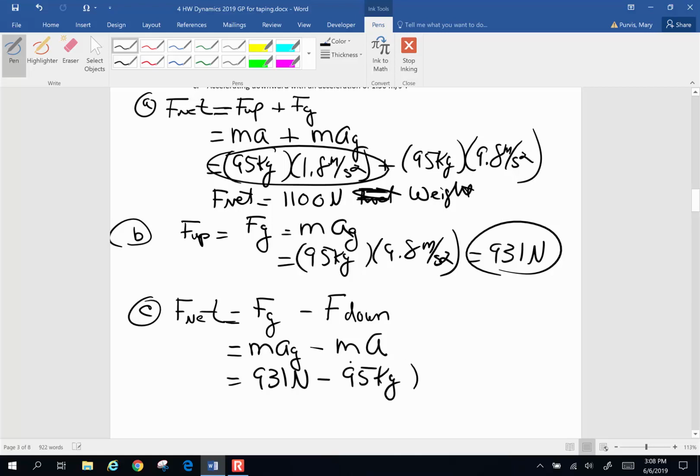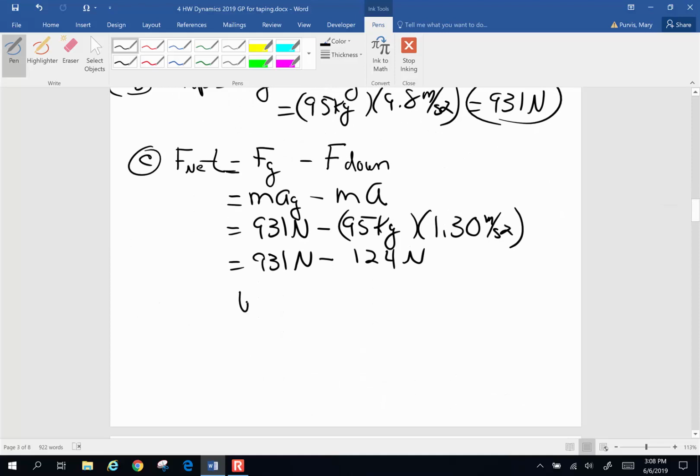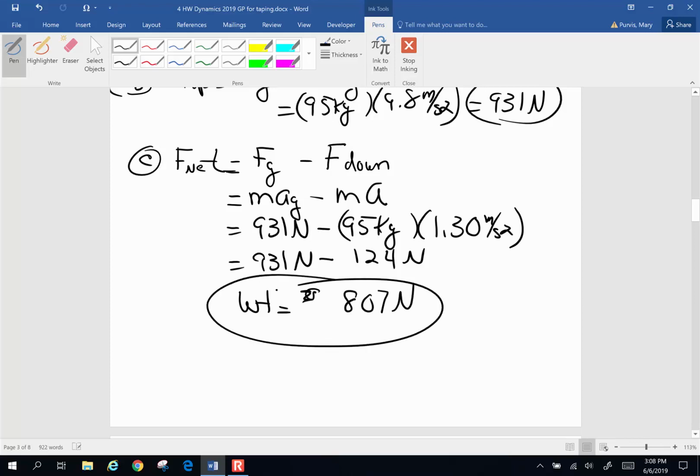The acceleration downward, we're told, is 1.3 meters per second squared. So 931 newtons minus another 124 newtons for this, and that ends up being a weight on the elevator of 807 newtons. So they're going to weigh just a smidge less for that fraction of a moment.